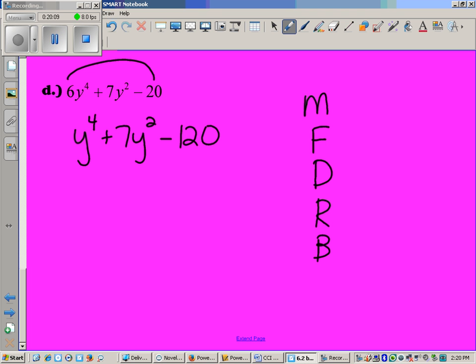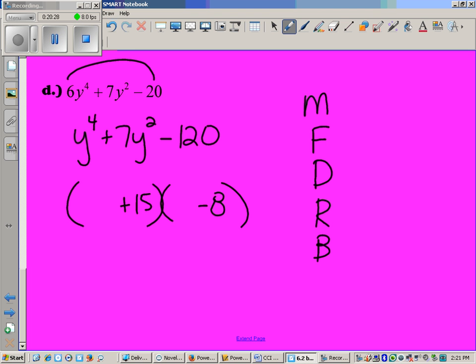All right, these numbers are a little bit big. I need to figure out what numbers multiply to 120 that add to 7. You might need to try a few. Here, I'll help you out. You should get positive 15 and negative 8. Now look at this problem carefully. There is a little bit of a difference here.